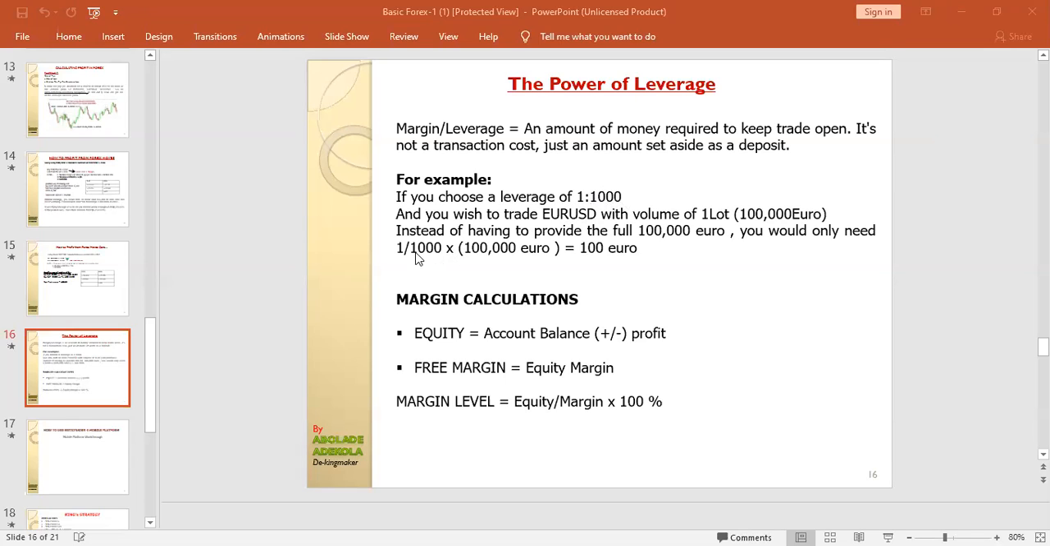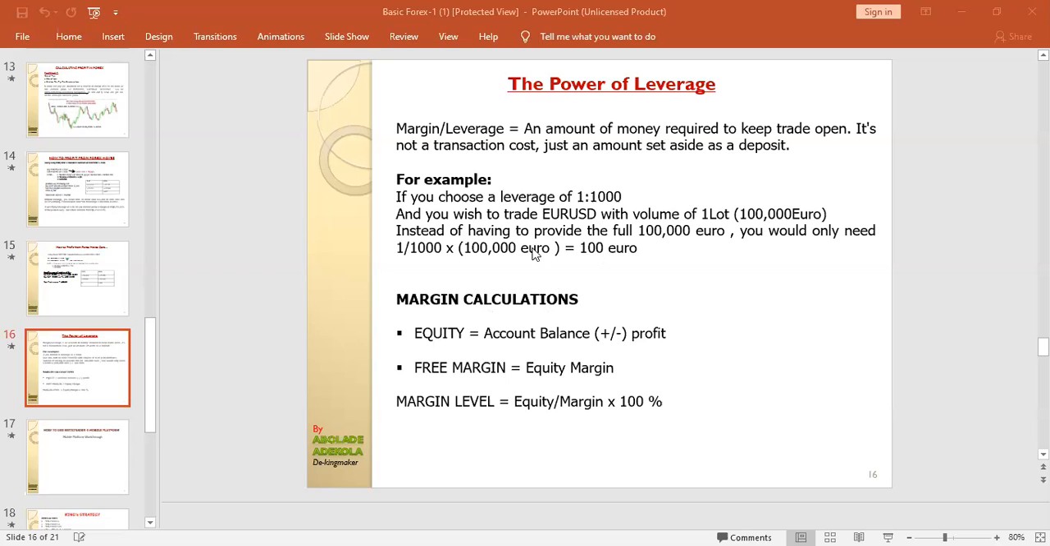Which means you can see right here, 1 divided by 1,000 multiplied by 100,000 euro, which is one lot is equal to $100. Just the way I explained it. I hope this is clear to you guys. If this is clear, please type in yes. If it is not clear, type in 0.